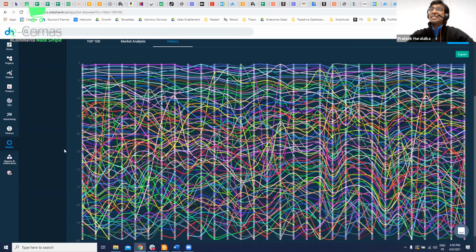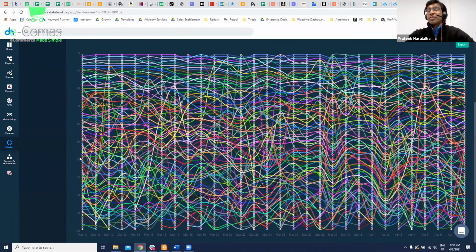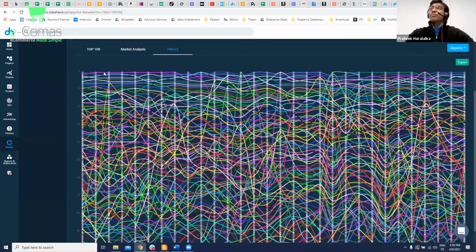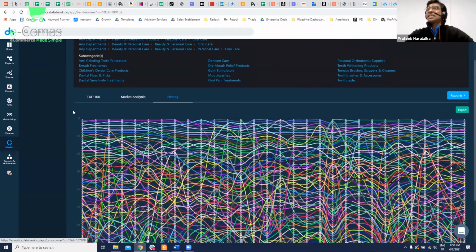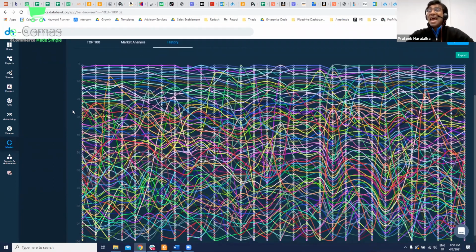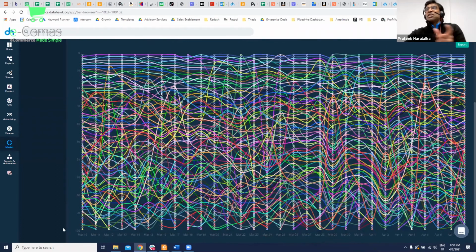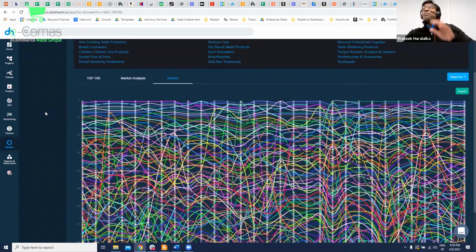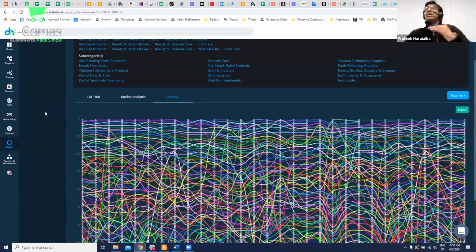Now, on the y-axis, you've got sales ranks, 1 to 100, meaning the top 100 products in the oral care products category. Now, on the x-axis down below, you've got a time frame, the last 1 month, starting March the 10th and ending April the 8th. Essentially, what this graph is showing you is how the top 100 products are evolving in terms of sales ranks over the last 1 month.